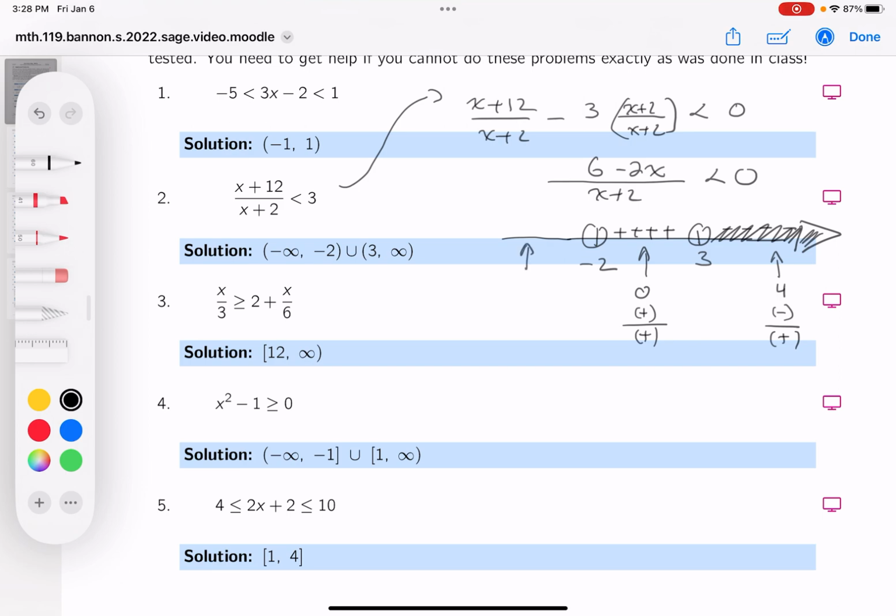Take a good test point, minus 3. Plug it in top. You get a positive number. On bottom, you get a negative number. Overall, it's negative. Negative numbers are less than 0, so I would shade this in. What do you do now?